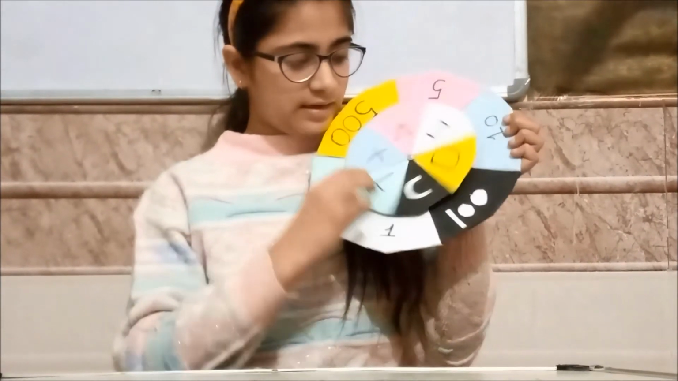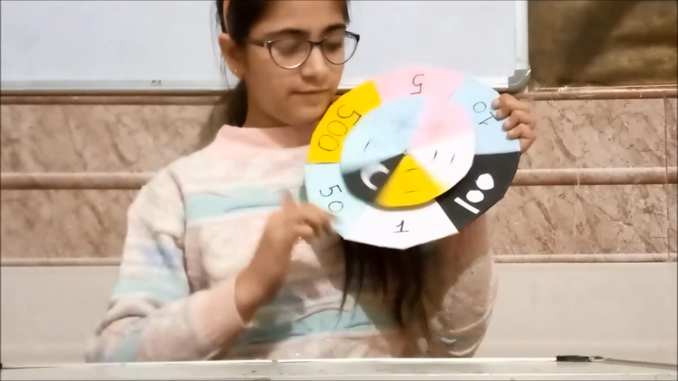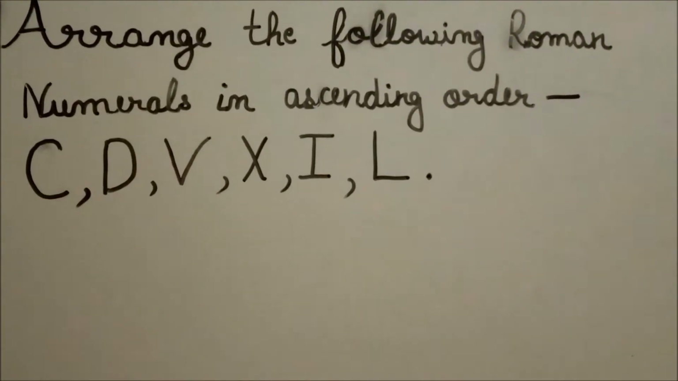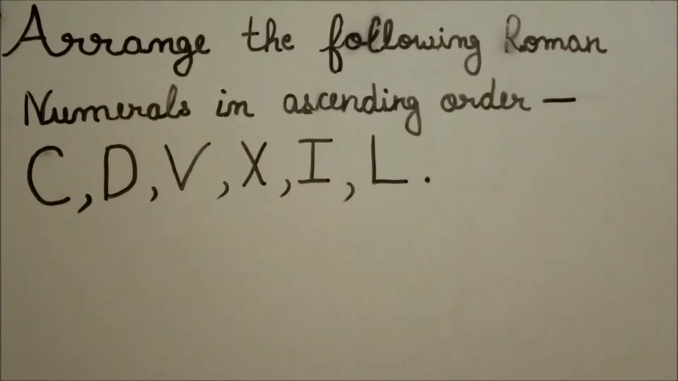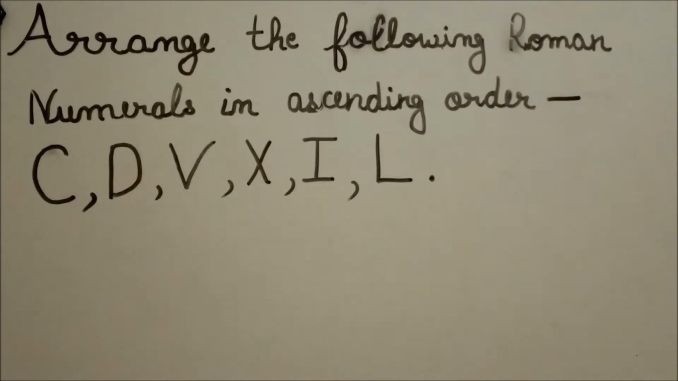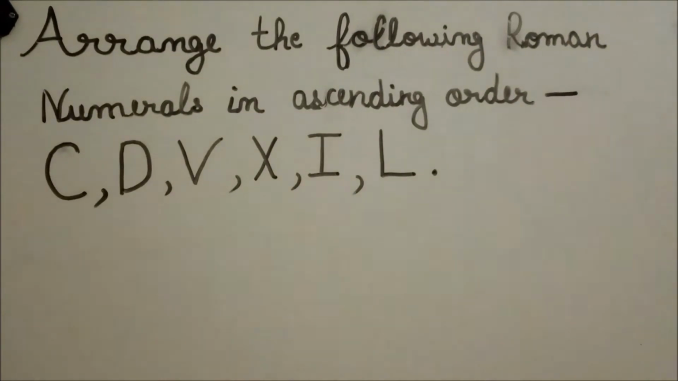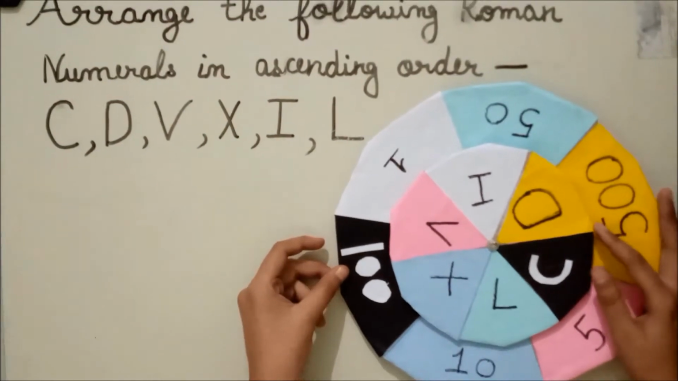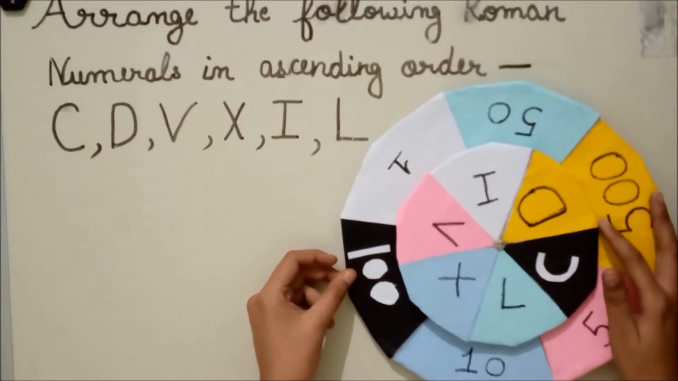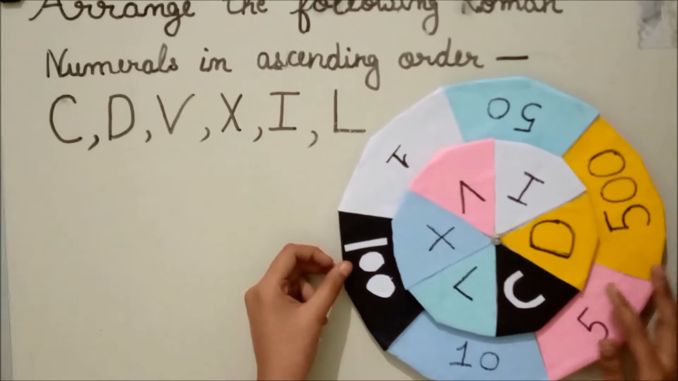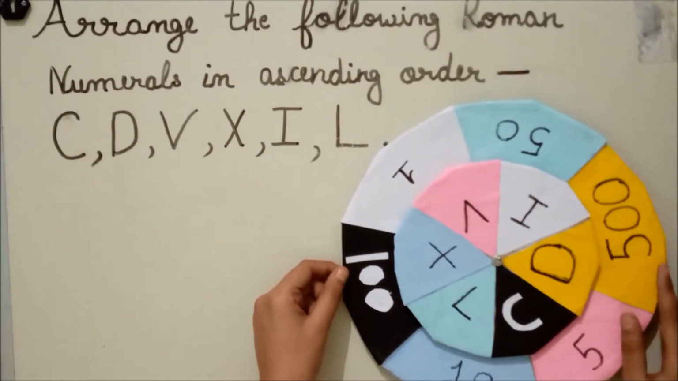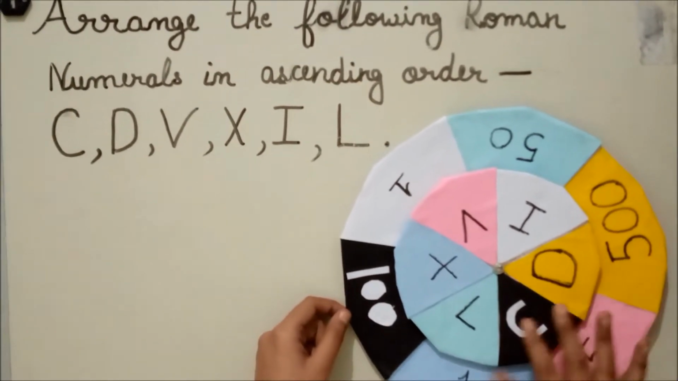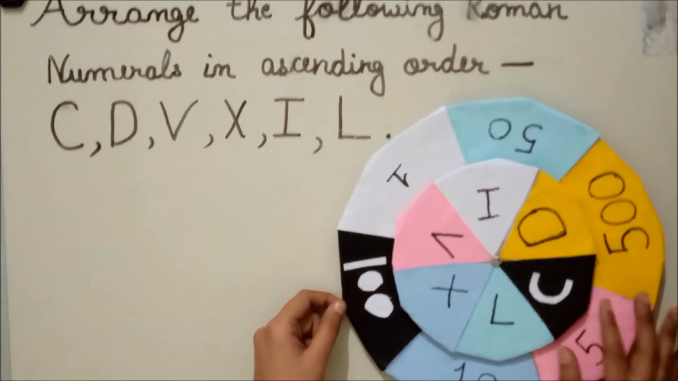We rotate the circle and find out the values. Arrange the following Roman numerals in ascending order: C, D, V, X, I, L. These alphabets are Roman numbers. Solve it. In the small disc, there is a different color for each Roman numeral. In the big disc, there are the same colors as the small disc. Then we have to match these colors.